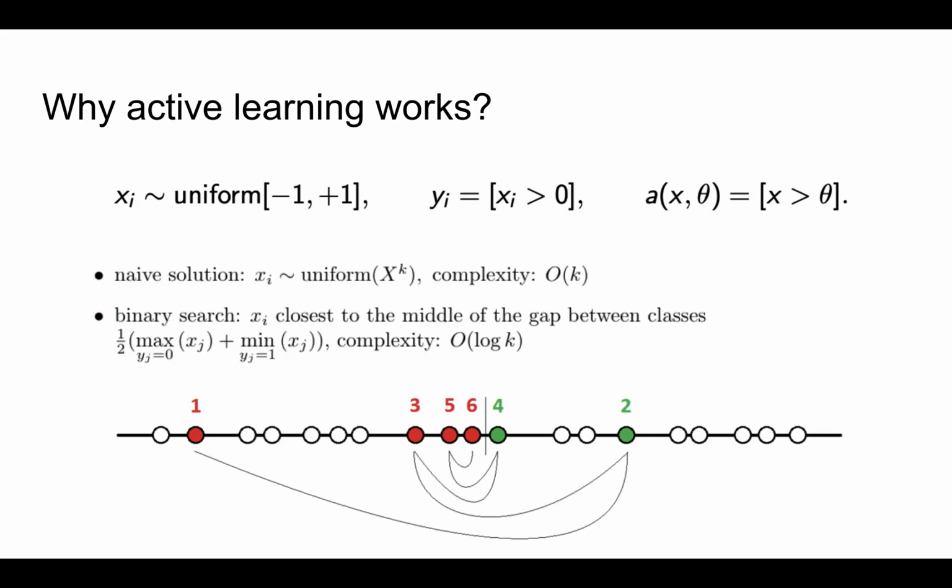Another example of why active learning should work. Consider samples from a uniform distribution on the segment from -1 to 1. Objects that are less than 0 belong to class 0. Objects that are greater than 0 belong to class 1. If we randomly select objects for marking, then in order to achieve an accuracy for the class boundary of O(1/k), we need O(k) objects. However, using binary search, you can achieve the specified accuracy with O(log k) objects.